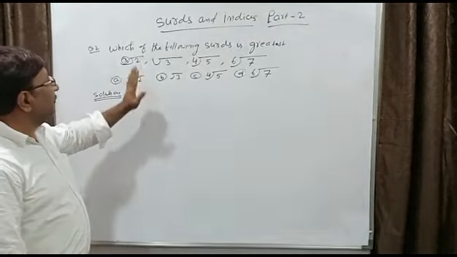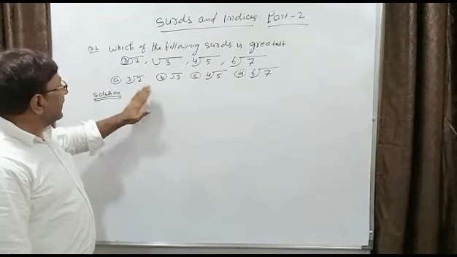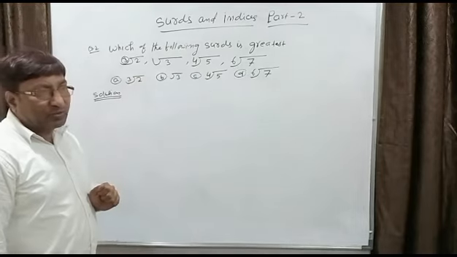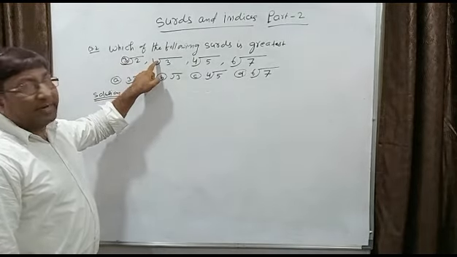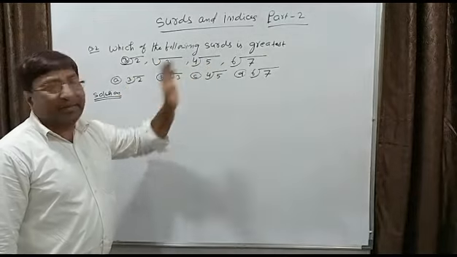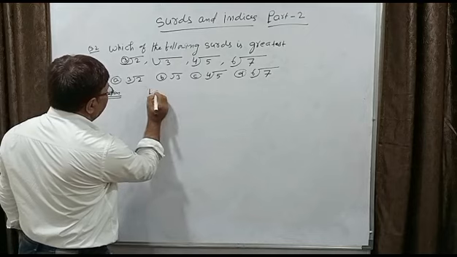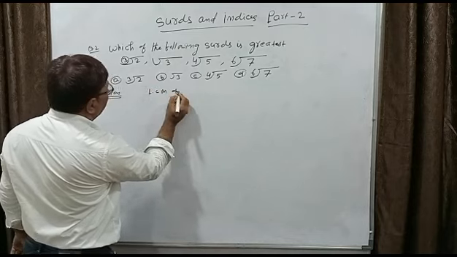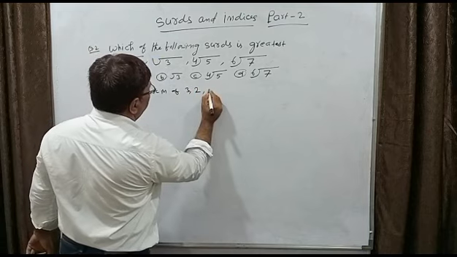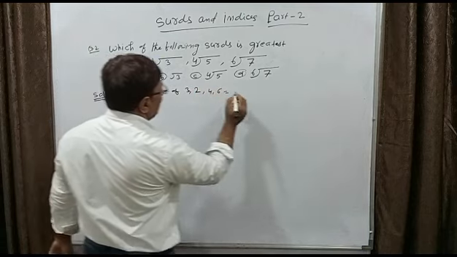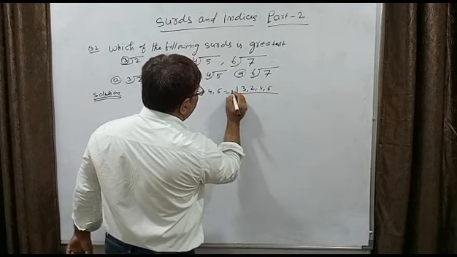Now the second question is: which of the following surds is greatest? For this type of question, the simple technique is this. First you see, here 3 is given, here nothing given, that is 2, here 4 and here 6. So first find the LCM of these: the LCM of 3, 2, 4, 6.